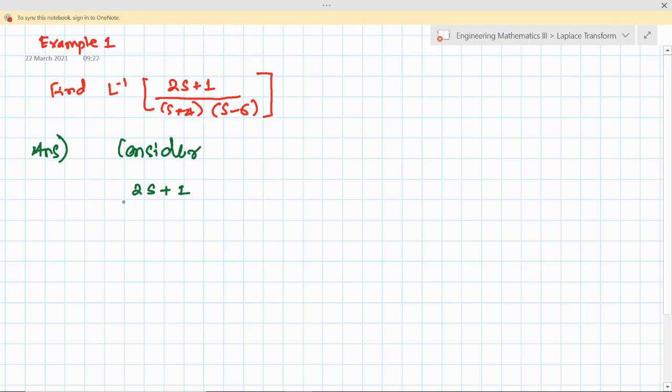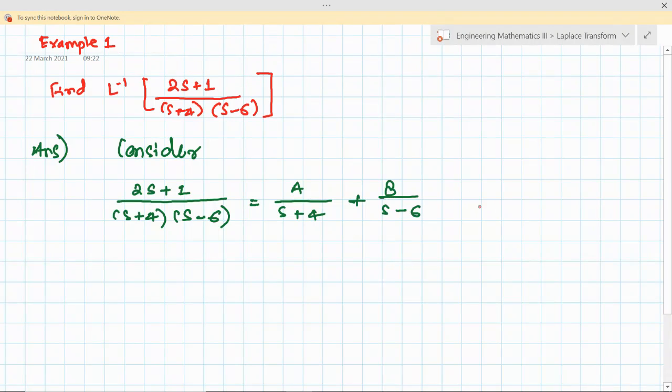Consider (2s + 1) divided by (s + 4)(s − 6). This is equal to, see, the denominator has irreducible, non-repeated linear factors. These are linear factors, not quadratic factors. Degree of numerator is 1, degree of denominator is 2. So for non-repeated linear factors, we write a upon the first factor (s + 4) plus b upon the second factor (s − 6). Call it equation number 1. Finally, we will find the values of a and b, substitute here and apply the inverse Laplace.